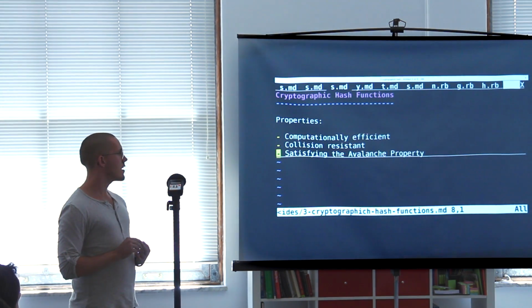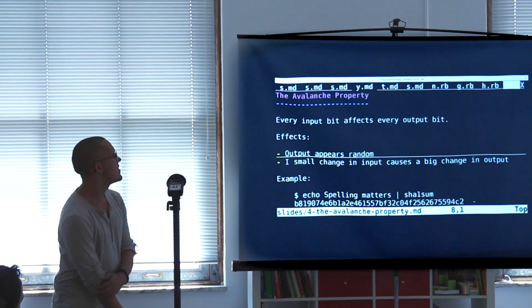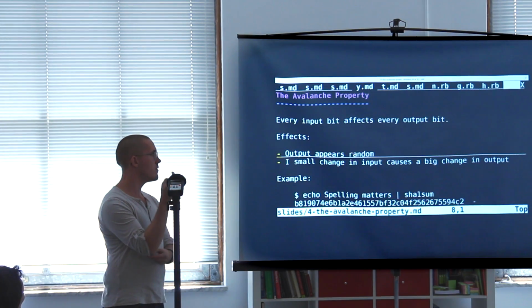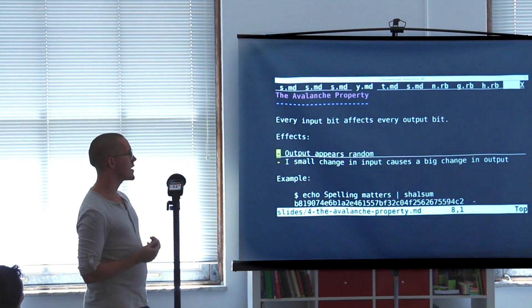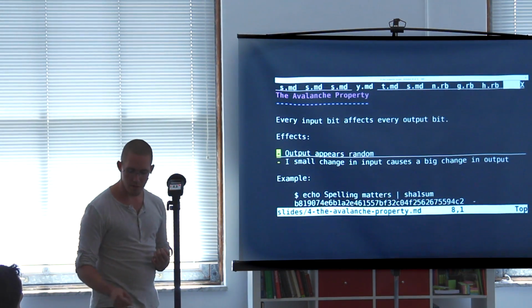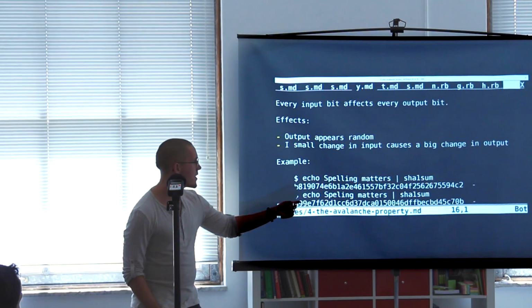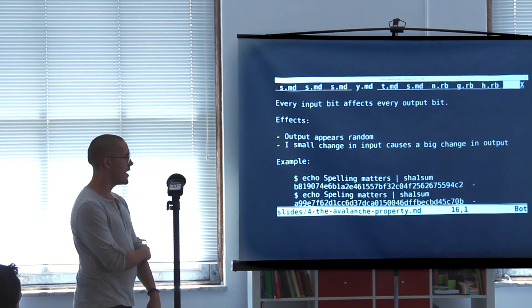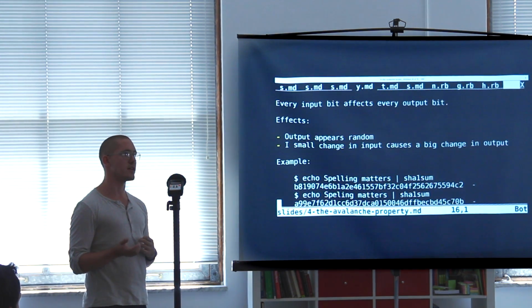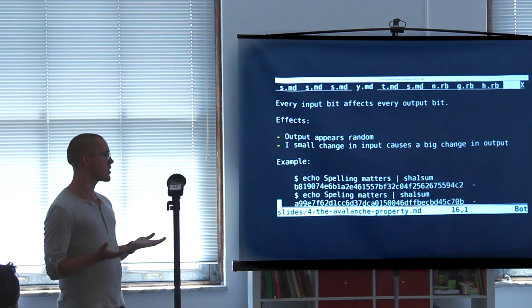The third property they should have is that they satisfy the avalanche property. What does that mean? It means that every input bit must affect every output bit. The effect of this is that the output appears totally random, and a small change in input causes a big change in output. If we look at the example here, "spelling matters" and "spelling matter" are completely different. The hashes, or digests, convey nothing at all about the content. We can't figure out how these strings were different. We can just conclude that they are.